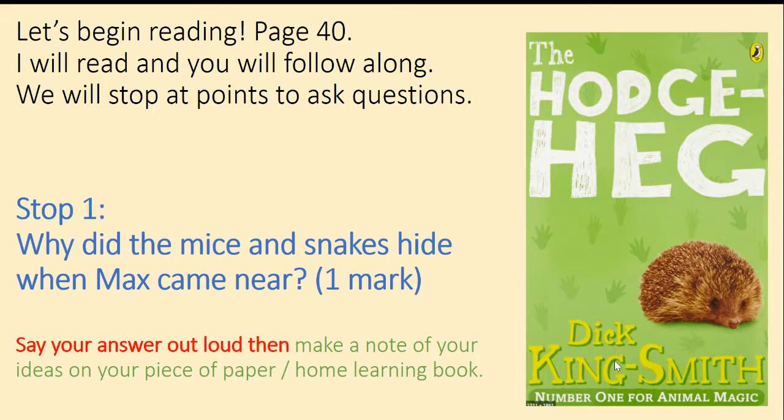I've got a question. Why did the mice and snakes and the frogs hide or scuttle away when Max came near? Have a look at the question. How many marks is it worth? 1 mark. Well done. So we need a short, snappy answer. I want you to say your answer out loud, then write it down. Once you've finished, press play again. Why did the mice and snakes hide when Max came near? Press pause now.